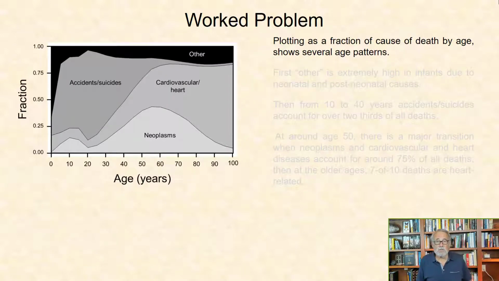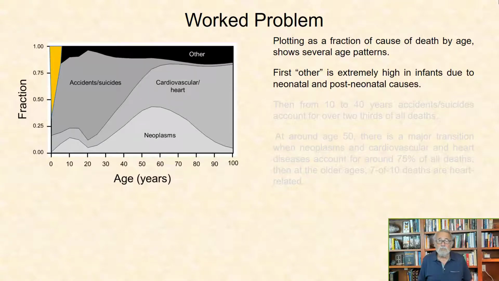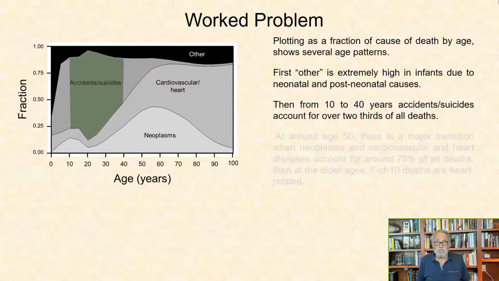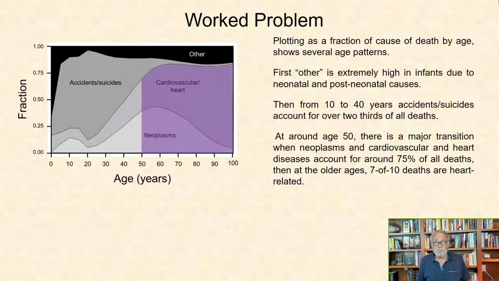Plotting the fraction of deaths by cause and age shows several age patterns. First, other is extremely high in infants due to neonatal and post-neonatal causes. Then from 10 to 40 years, accidents and suicides account for nearly 2/3 of all deaths. At around age 50, there is a major transition when neoplasms and cardiovascular and heart diseases account for around 75% of all deaths. Then at older ages, 7 to 10 deaths are heart-related.